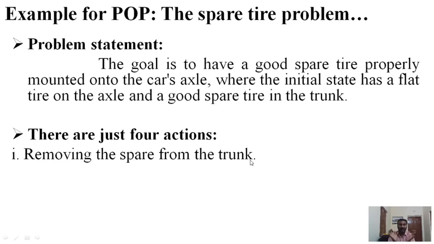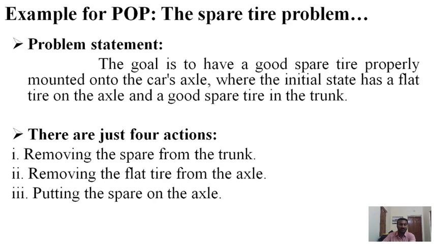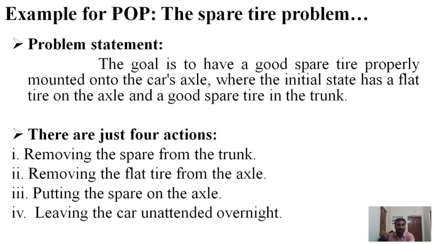The trunk is where the spare tire is kept. Next, remove the flat tire from the axle. Then the third action is putting the spare on the axle, after finding the puncture and repairing it neatly, we put it onto the axle. Then the fourth is leaving the car unattended overnight. That means we do not use the car that night, to check whether it is working properly or not. So these are the four actions we need to perform in this problem.